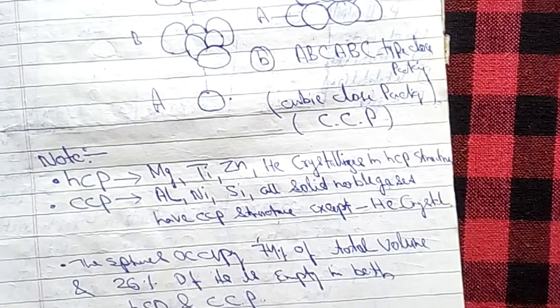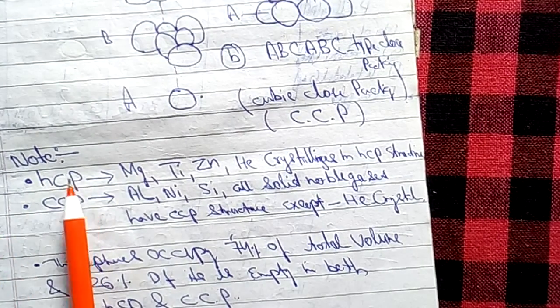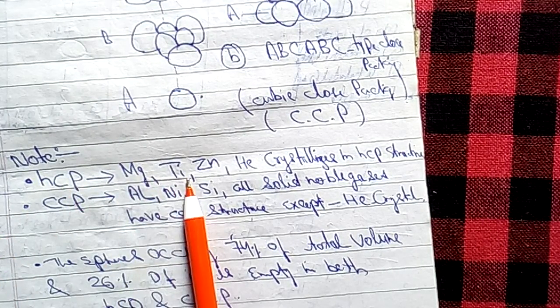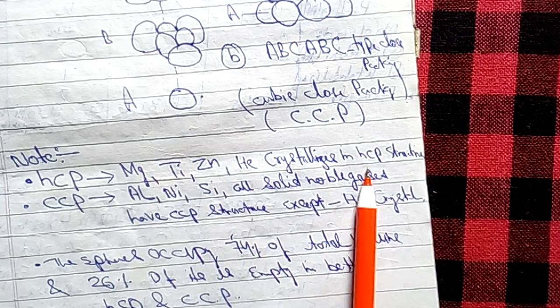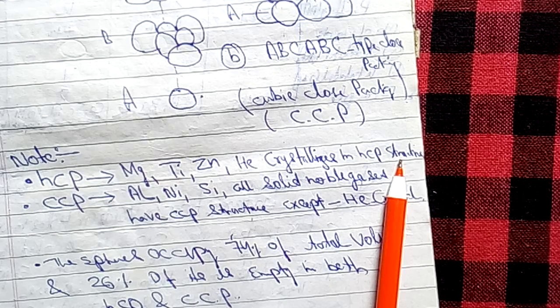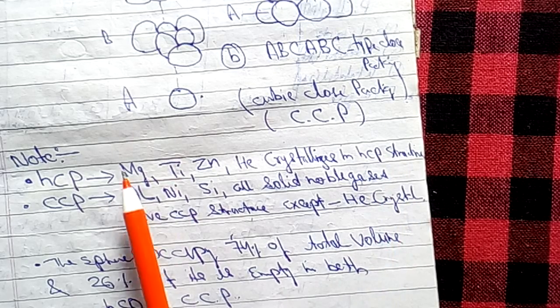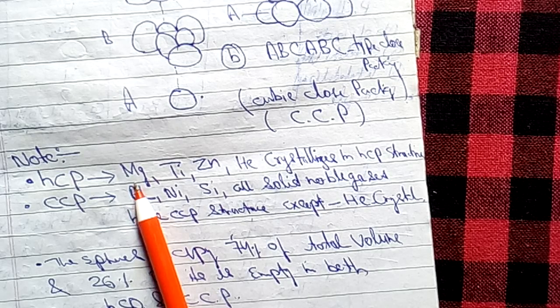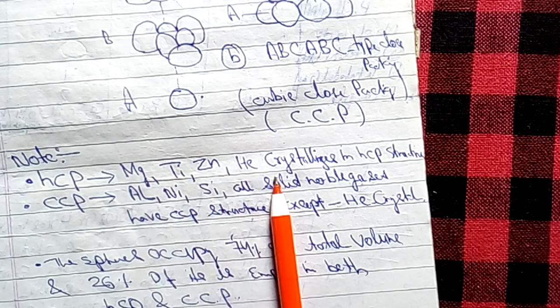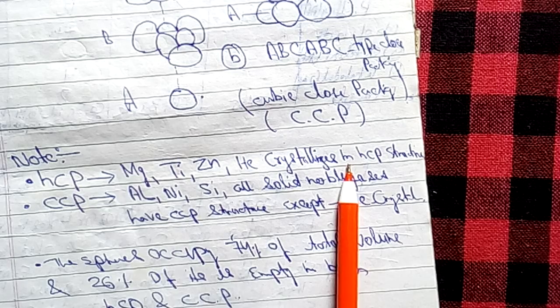Now note what the examples are. In HCP, magnesium, titanium, zinc, and helium crystallize in the HCP structure. So keep in mind what the examples of the HCP structure are. Magnesium, already we have seen magnesium and zinc. Magnesium, tin, zinc or helium are the examples of HCP crystal.